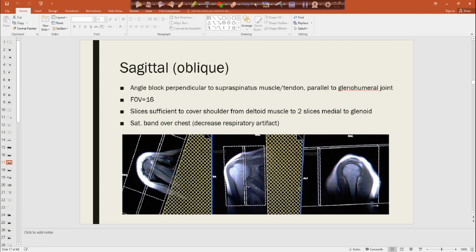Okay. But you can see how if you have a patient that has a lot of fat, you could possibly get some wrap in there. So you could add some oversampling to make sure it doesn't wrap.